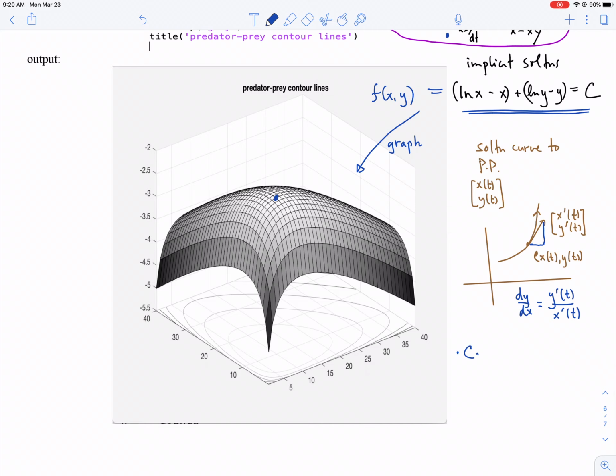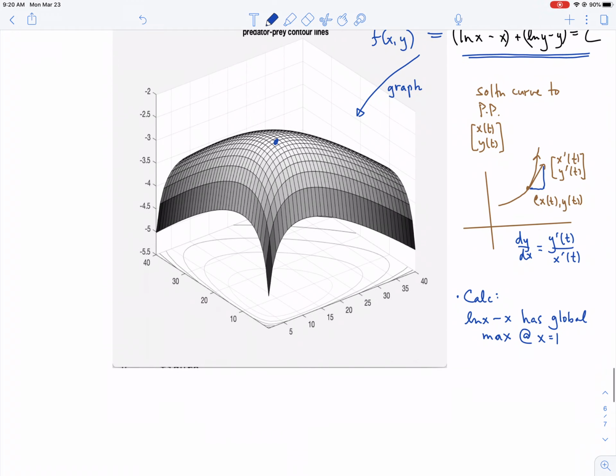With calculus, you can show that log x minus x has a global max value at x equals 1. And that value, because log of 1 is 0, is negative 1. Similarly, log of y minus y has a global max at y equals 1. That value is minus 1.